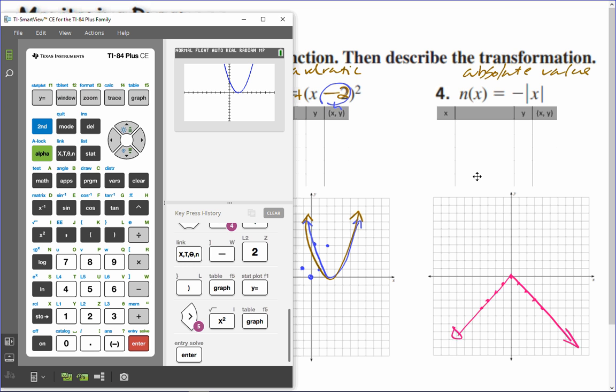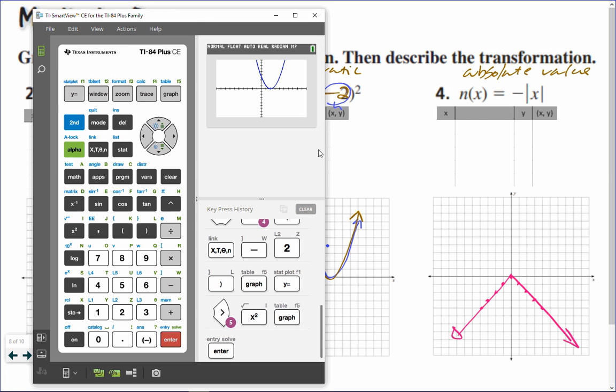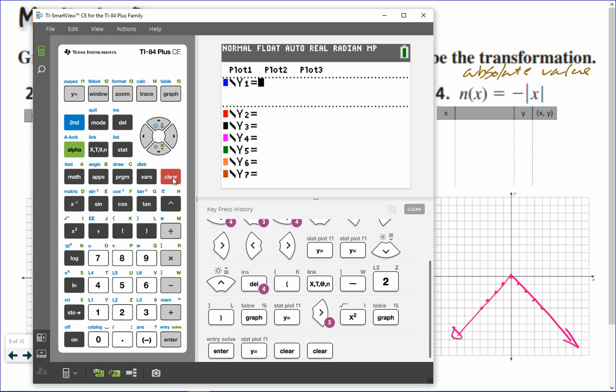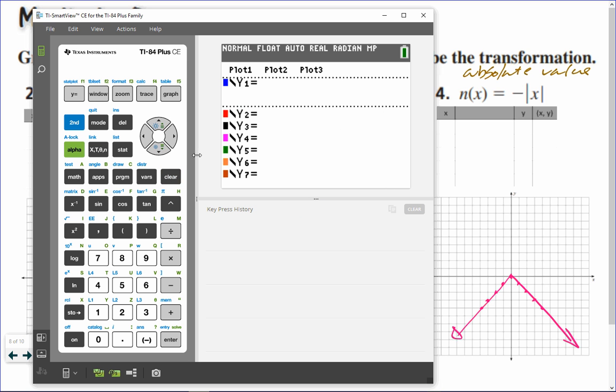On this one right here, I want to show you how to do absolute value. If you got one that's working, this is how you do absolute value. First thing I want to do is go back to my Y screen and clear all that out. Now, the way you do absolute value is the first thing I have to type in is a negative. Now, don't do a minus sign. You guys with me? Okay, do a negative down here.